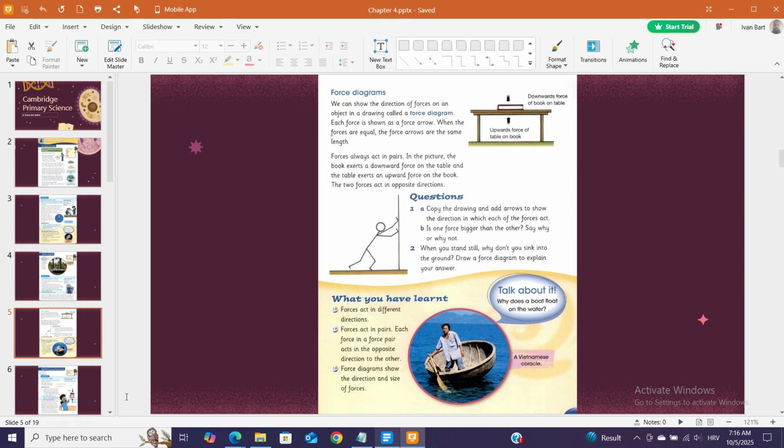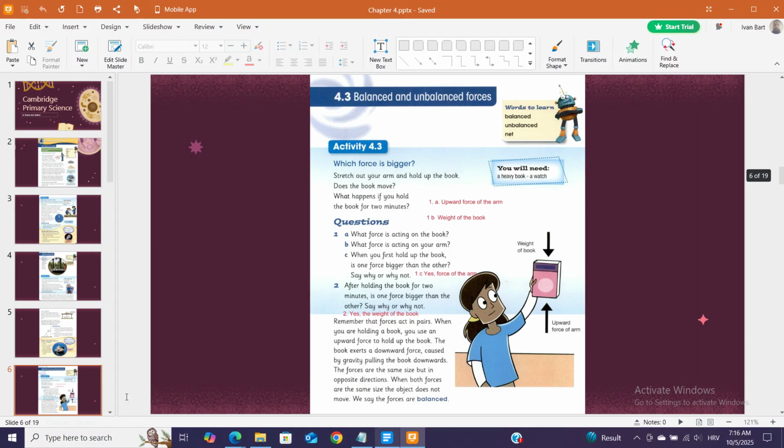What you have learnt. Forces act in different directions. Forces act in pairs. Each force in a force pair acts in the opposite direction to the other. Force diagrams show the direction and size of forces. Talk about it. Why does a boat float on the water? A Vietnamese coracle. 4.3 Balanced and unbalanced forces. Words to learn. Balanced. Unbalanced.